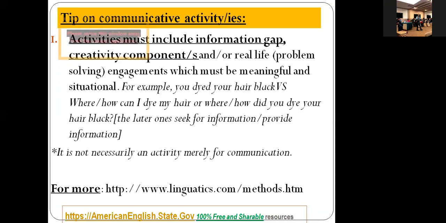For example, the activities must include information gap and creativity components, and real life problem solving engagements, which must be meaningful and situational. For example, you dyed your hair black versus where or how can I dye my hair, or where or how did you dye your hair black? Because the latter one seeks more information or provides information.